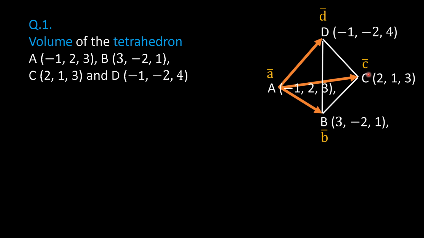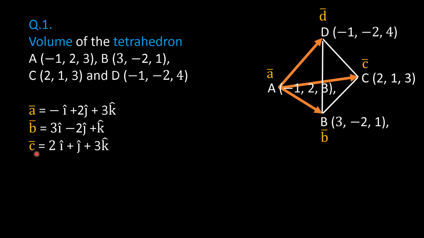From the coordinates of these vertices, let us first write their position vectors. So, position vector of vertex A will be A bar equals -i plus 2j plus 3k. That of B will be 3i minus 2j plus k. Of C will be 2i plus j plus 3k. And D will be -i minus 2j plus 4k. These position vectors have been written from their corresponding coordinates.